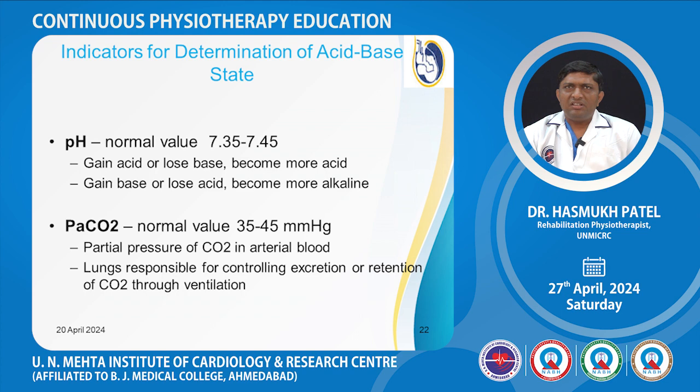Indicators for determination of acid-base state. First one is pH. Normal value is 7.35 to 7.45. Gain acid or lose base, it becomes more acidic. Gain base or lose acid, it becomes more alkaline. Second one is PCO2. Normal value is 35 to 45 mmHg. This indicates the partial pressure of CO2 in arterial blood. Lungs are responsible for controlling excretion or retention of CO2 through ventilation.